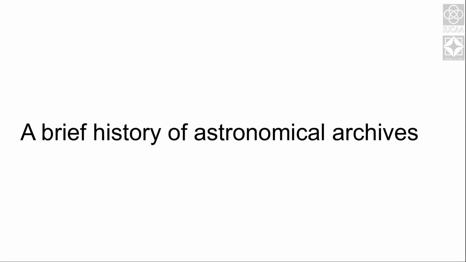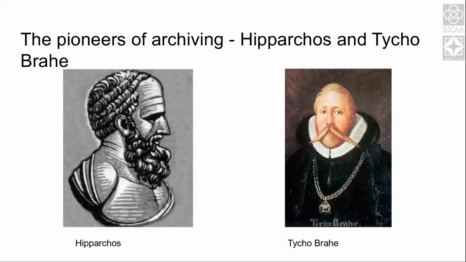Astronomical archives are an old idea. I think the first archive of astronomical data took the form of a star catalog that was constructed by the Greek astronomer and mathematician Hipparchus about 2000 years ago. And he basically made a catalog of stars that he could see in the sky and tried to get their positions and so on.